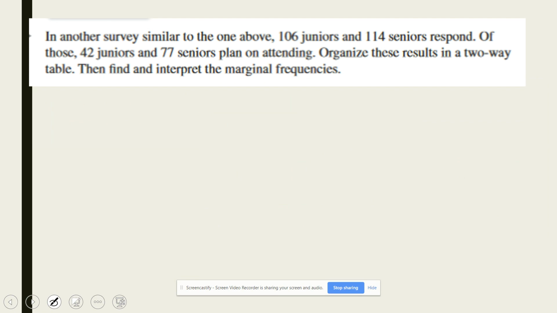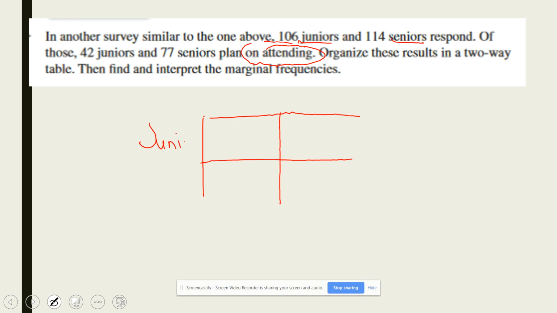All right, so we are talking about another survey. We have juniors and seniors, and they plan on attending some function or not. So we need to make a two-way table. All right, I'm going to start here. I'm going to put juniors here and seniors here, and attend or not.